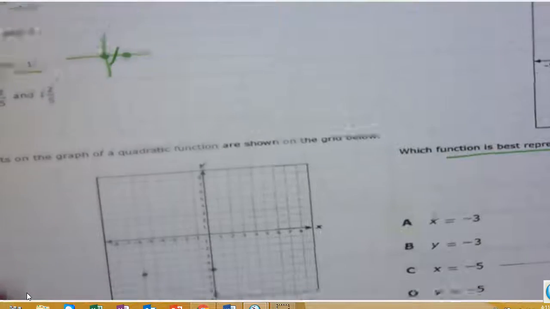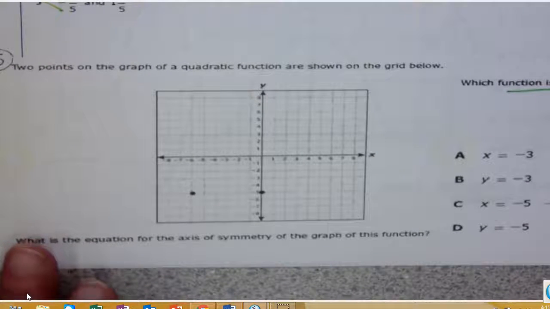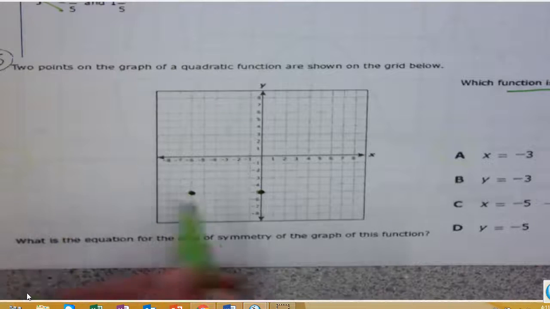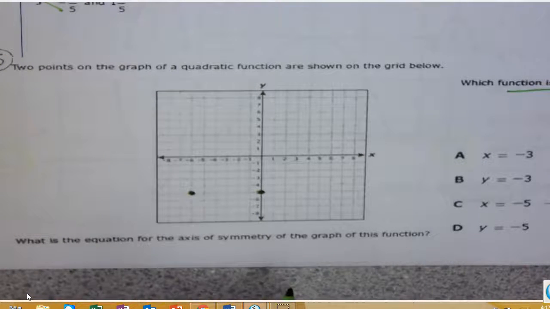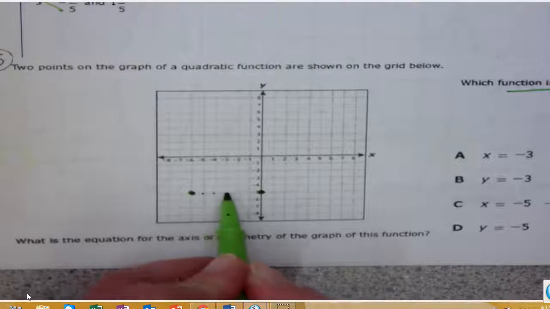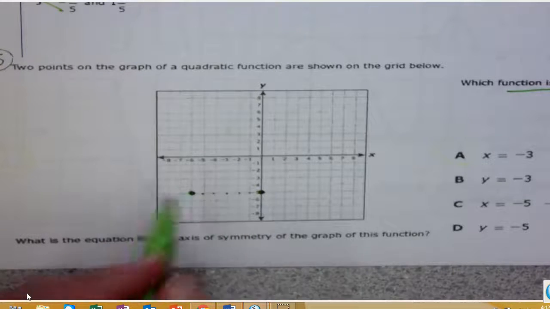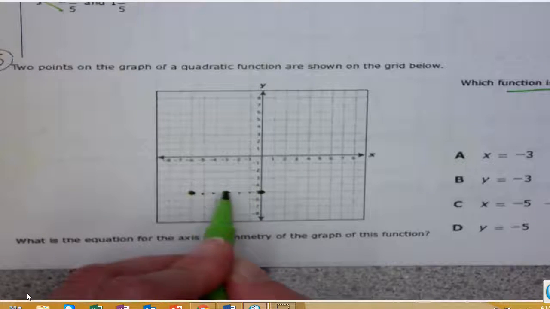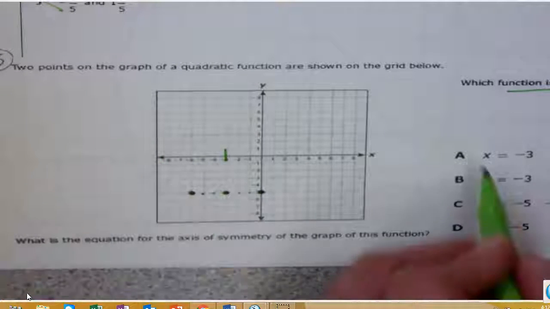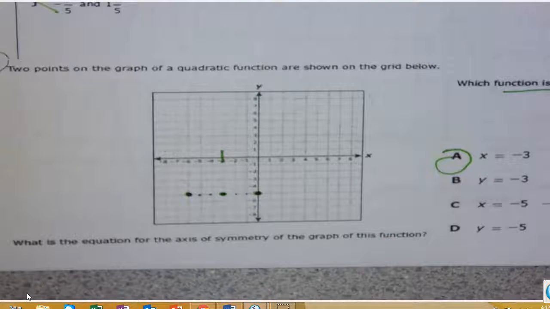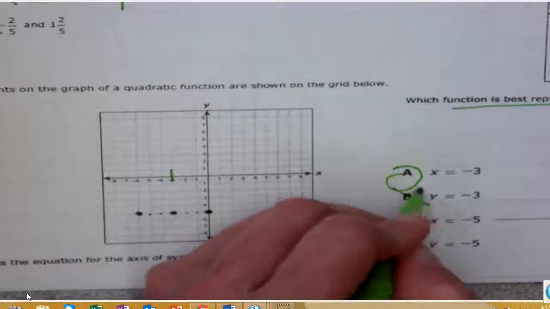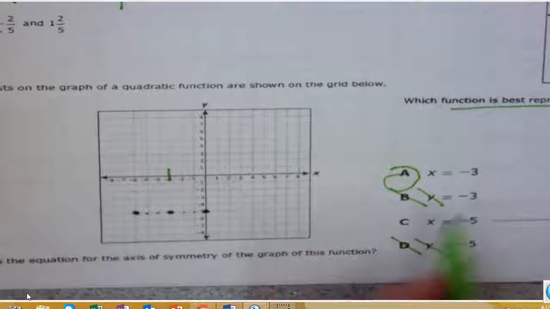Moving on. Let's just do this one real quick. I didn't really go over this one. 2 points of the graph are shown on the grid below. What is the equation for the axis of symmetry? Well, if this is here and this is here, all I need to know is that your axis of symmetry is going to be halfway in between. So you literally can count 1, 2, 3, 4, 5, 6. So I'm going to go 3 in, 1, 2, 3 in here, 1, 2, 3 in this way. That's at negative 3, so it should be x equals negative 3. It's always x equals, never, ever y equals, because y equals goes horizontally.